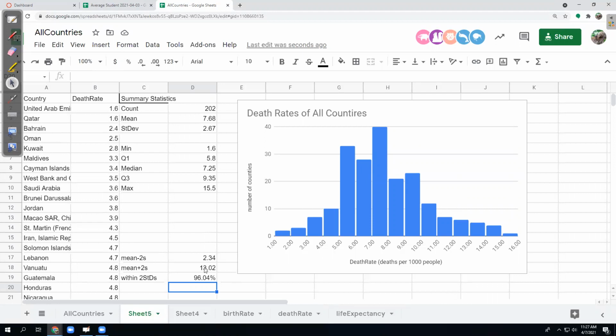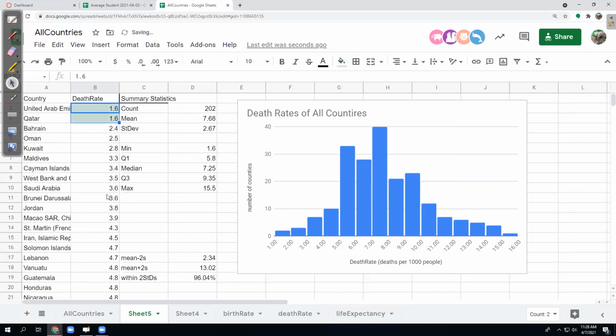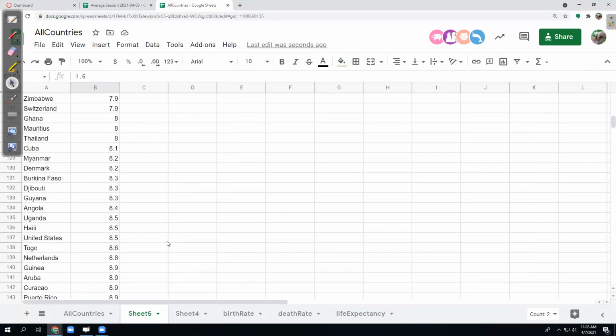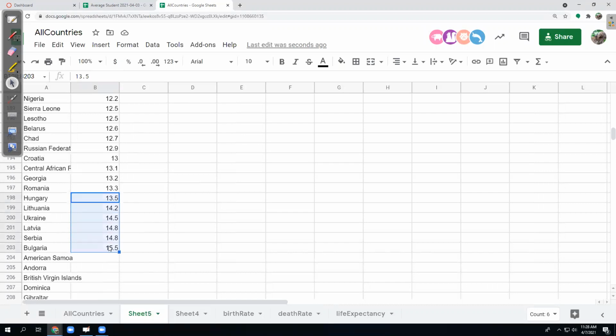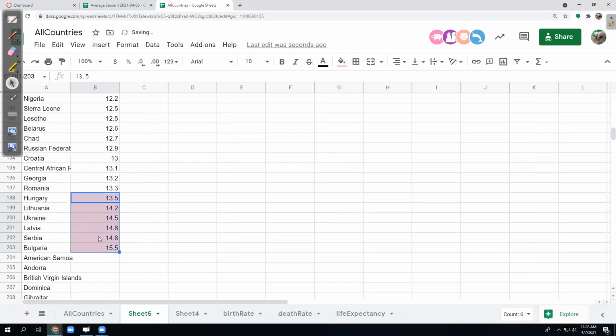But this does allow me to find outliers. So a country would have an unusually low death rate if it's less than 2.34. So these 2 countries right here have unusually low death rates. So let's make those green. It's good to have a low death rate, I think. Qatar, United Arab Emirates, those are very rich countries. And then after the 13, they have very high death rates compared to everybody else. So that would be these countries right here. Let's make those red. More likely to die in that country than in other ones.